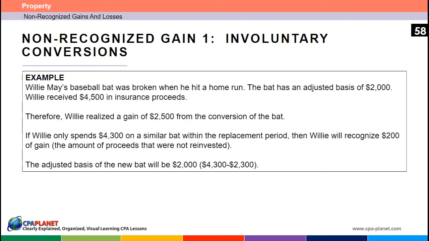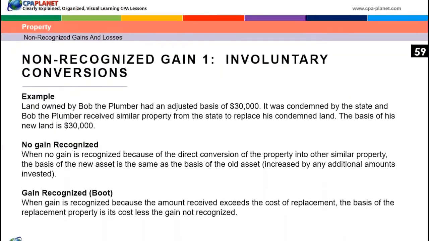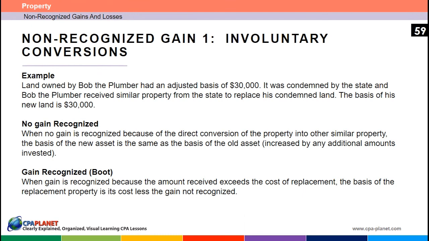More involuntary conversions. Land owned by Bob the Plumber had an adjusted basis of $30,000. It was condemned by the state, and Bob the Plumber received similar property from the state to replace his condemned land. The basis of this new land is $30,000.